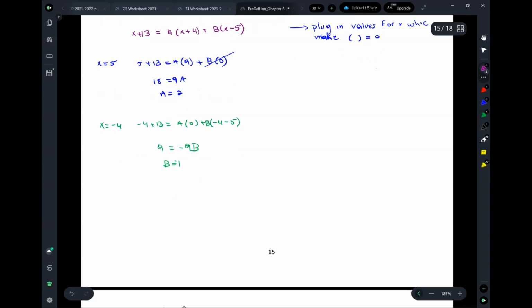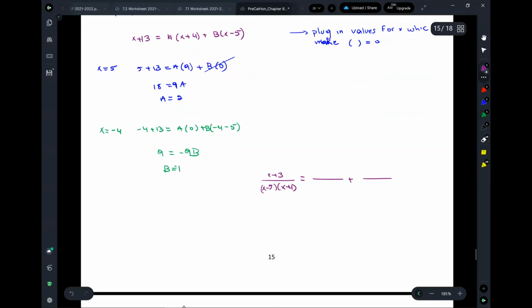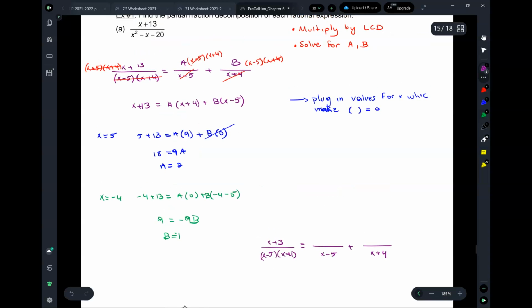Now we're going to rewrite this fraction. My initial fraction was this, over (x minus 5)(x plus 4). So now that's going to equal these two fractions, right? I had an x minus 5 and an x plus 4. So now just look here. The x minus 5 had the A, which is now a 2. The x plus 4 had the B, which is a minus 1, but the way I write it is I put a minus here, 1 there, right? And so that is my answer.